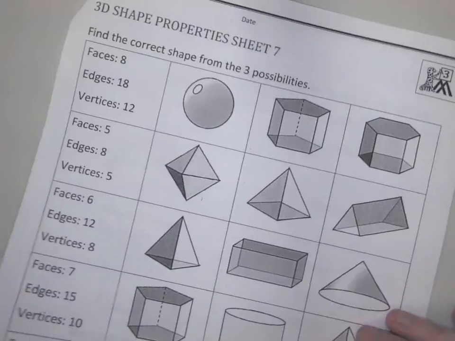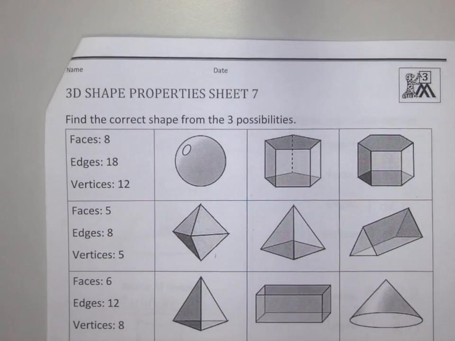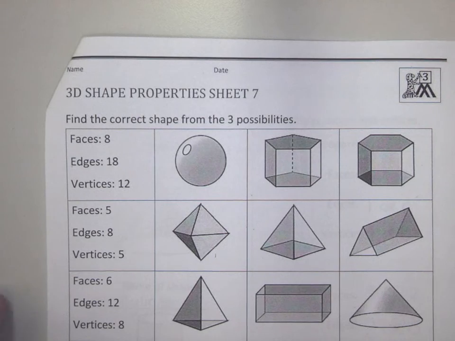So now you're going to do the same thing on sheet number 7. And then when you're done, turn your packet into your geometry turn-in folder.